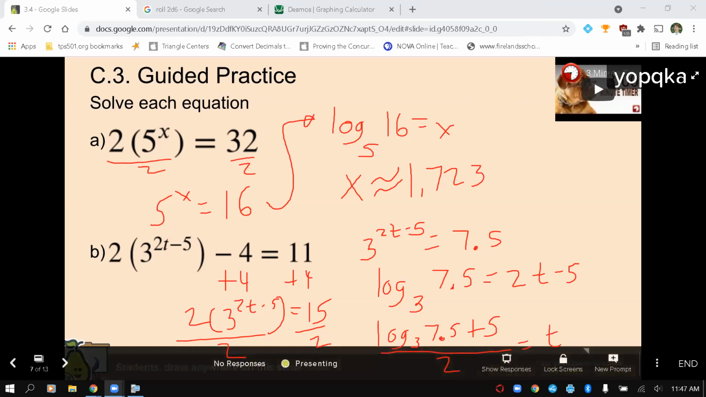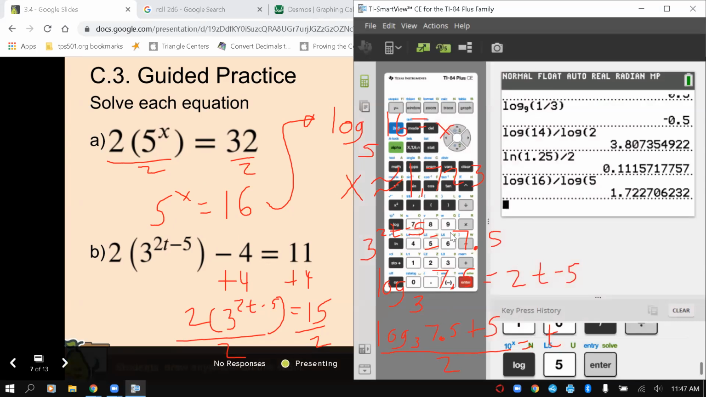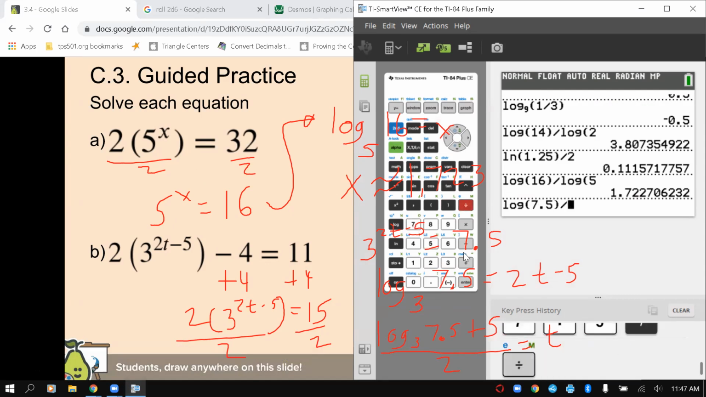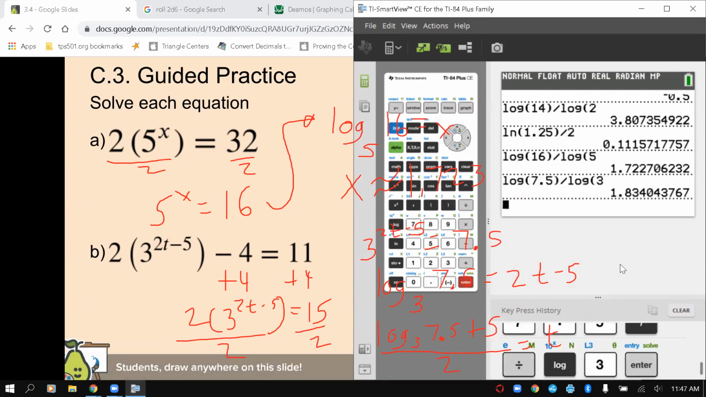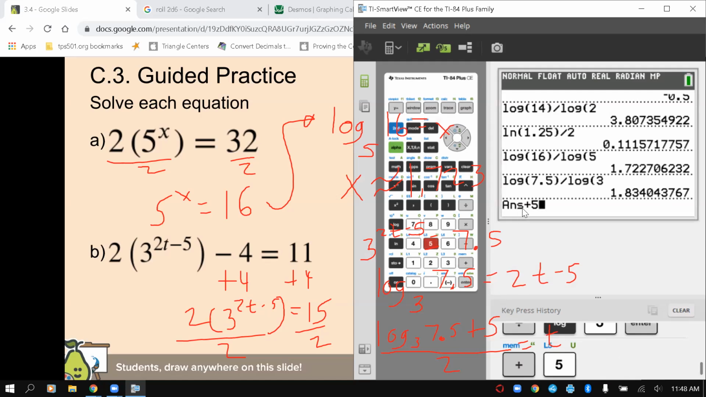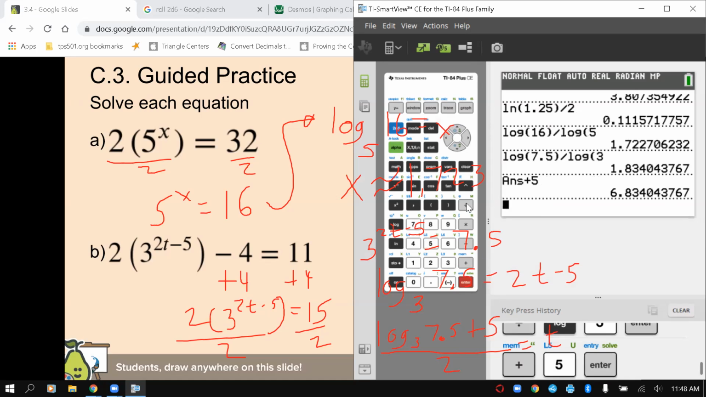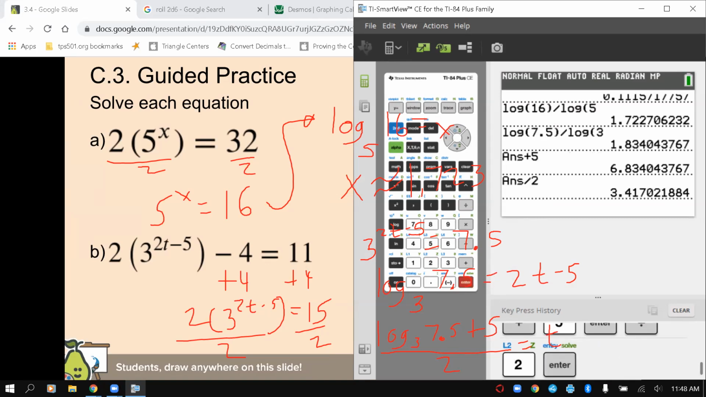So let me show you something that will make you not lose points in web assignment. If I do log of 7.5 divided by log 3, I don't want to do 1.834 plus 5. I want to do the whole decimal. So you just hit plus 5, it'll copy the previous answer. And then if you hit divide 2, it'll copy the previous answer and divide it by 2. You should get 3.417.